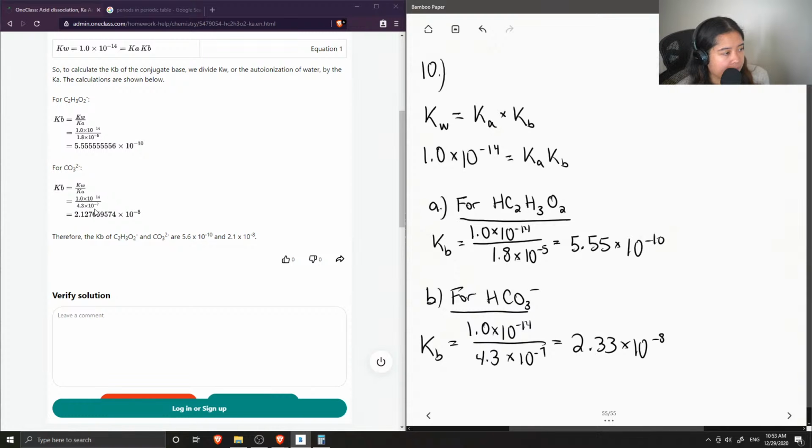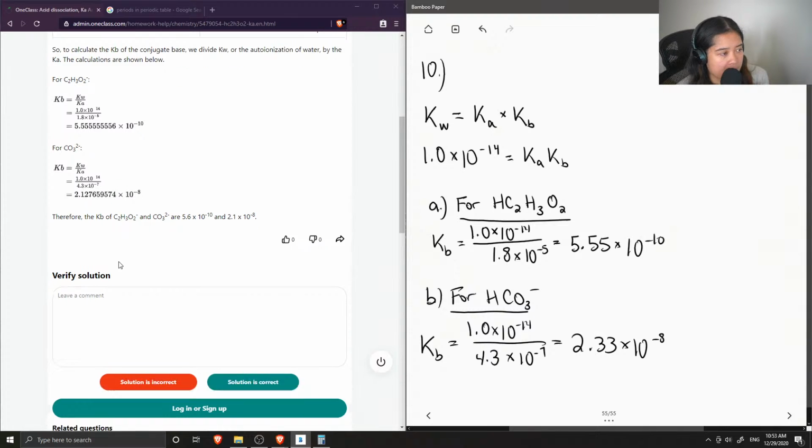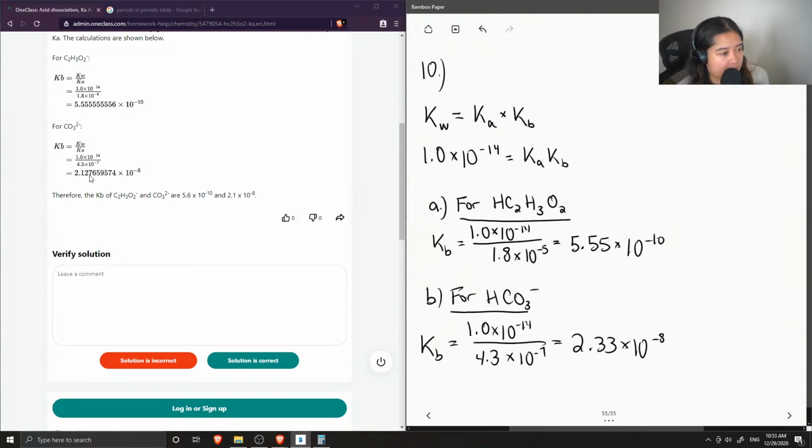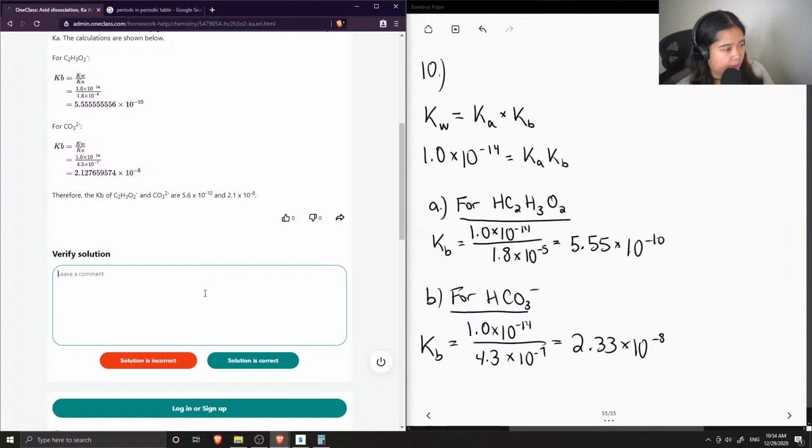Next, for CO3 minus, we have 1 times 10 to the negative 14 divided by 4.3 times 10 to the negative 7, and they got 2.1. That's a bit off, but almost the same, times 10 to the negative 8. So maybe there's a bit of a calculation error, but I'll still say that this solution is correct. And explanation.